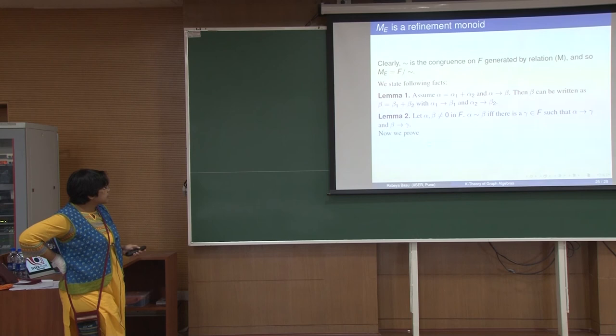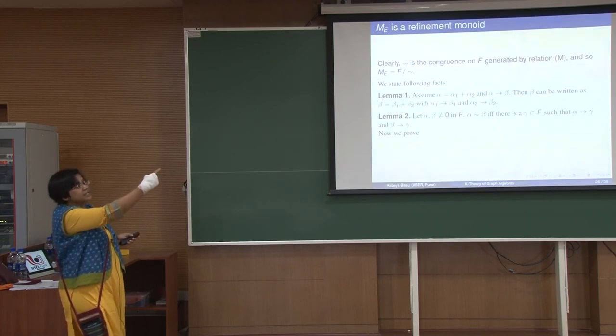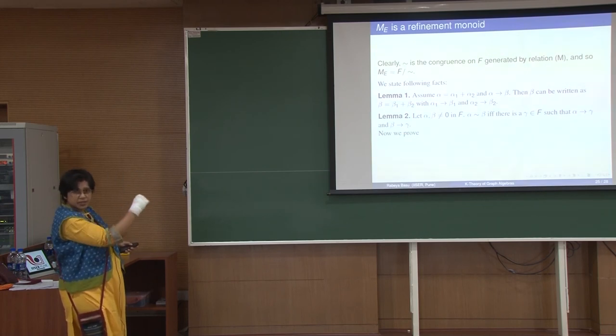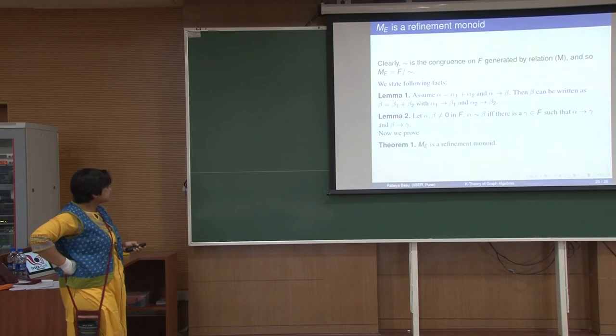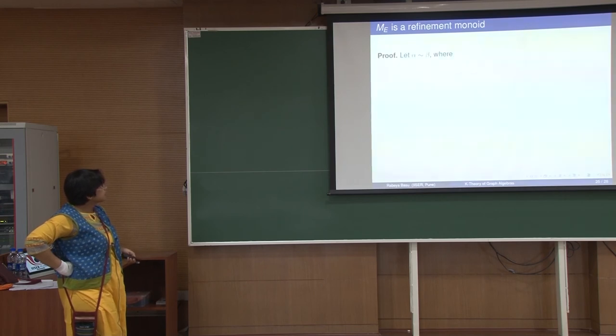We need these two lemmas just to state the next result: alpha is related to beta if and only if there is a gamma such that alpha goes to gamma and beta goes to gamma. So that means suppose alpha is here, beta is here, this path is there, if and only if there is something here, so that you can come here from this side and that side. So then as a result, using these two lemmas, one can prove that M is a refinement monoid.